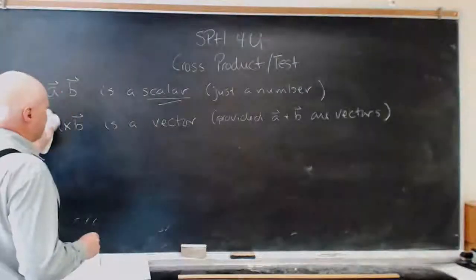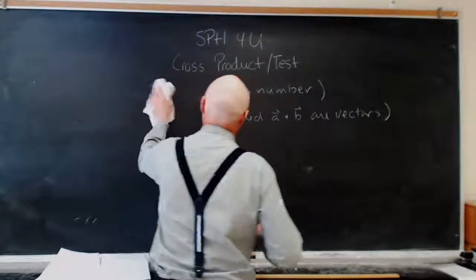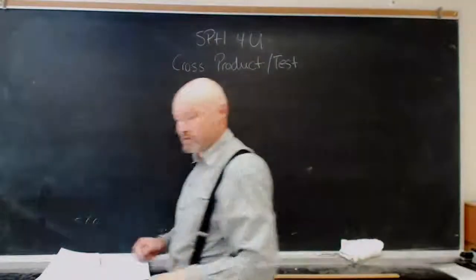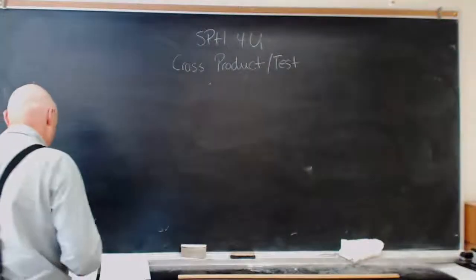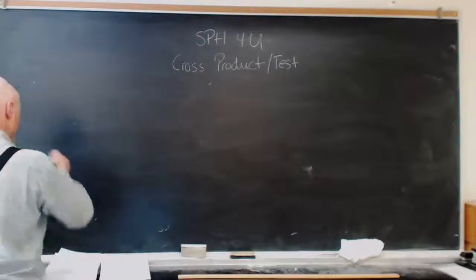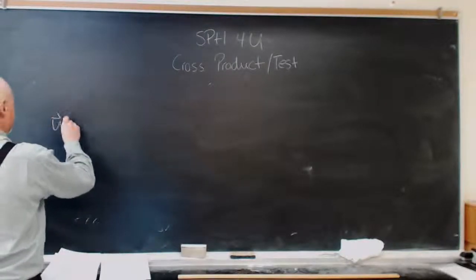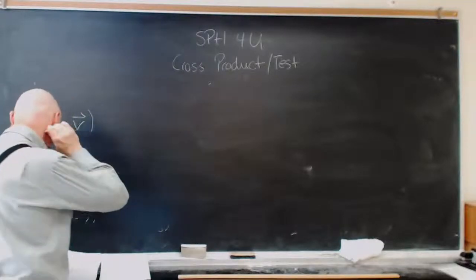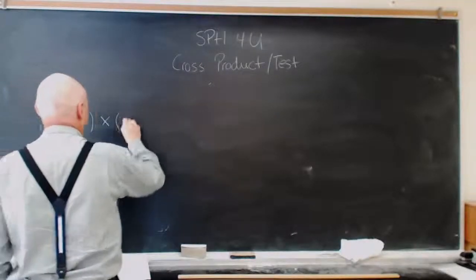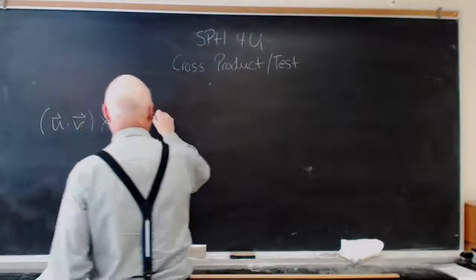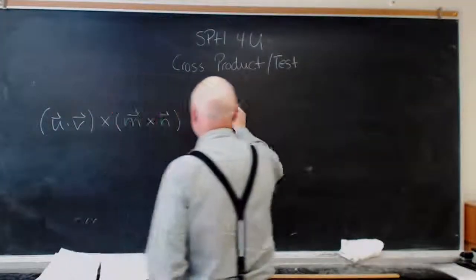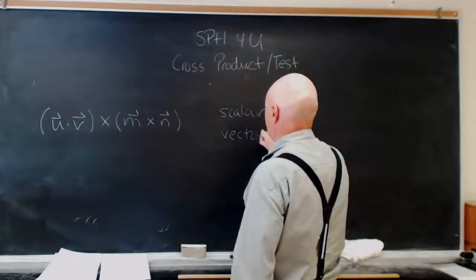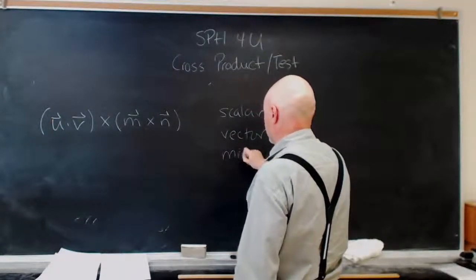So that's actually known as the triple scalar product. And it has an interpretation that we won't be looking at today, which is good news. Okay. So let's do u dot v by another two vectors m cross n. So is that going to be a scalar, a vector, or a meaningless expression?